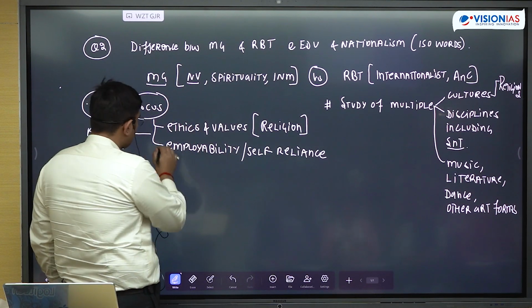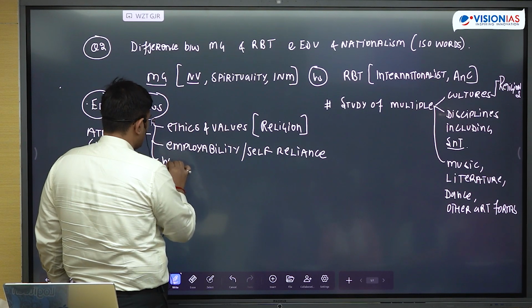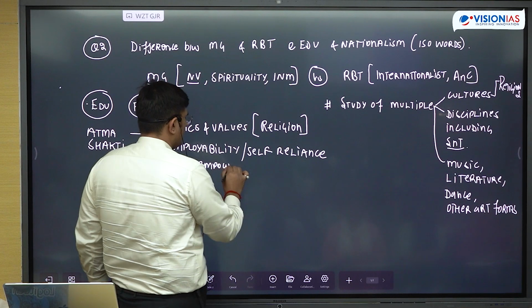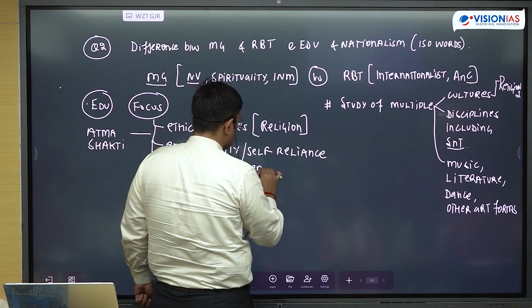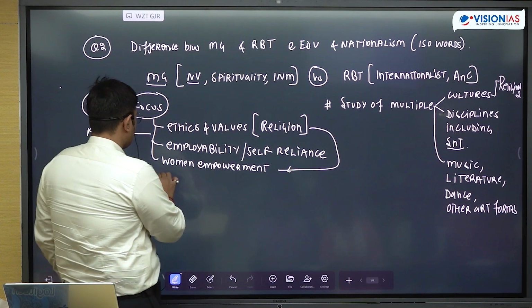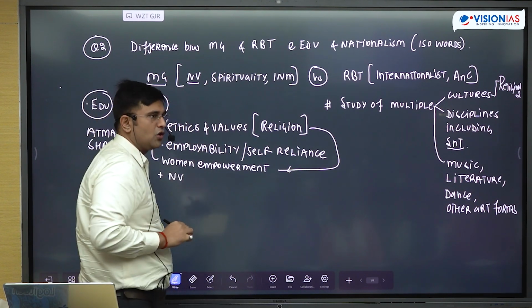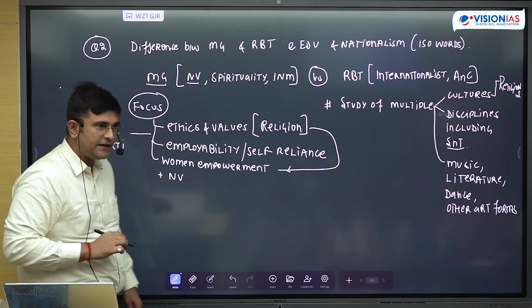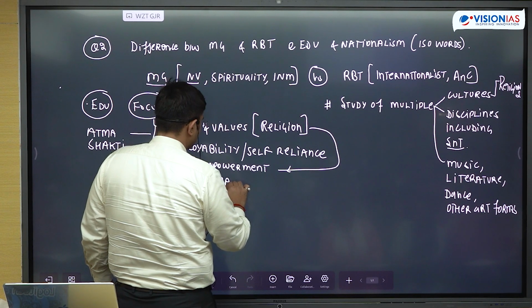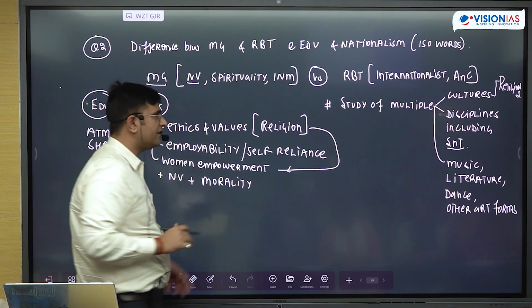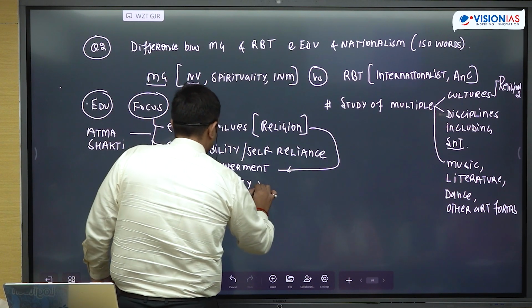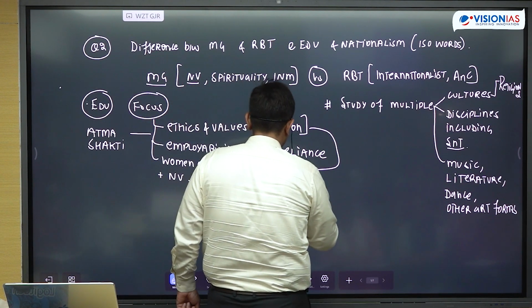As part of ethics and values, for example, Mahatma Gandhi always focused on gender justice or women empowerment. Right? So as part of the values, you can add women empowerment. As part of the values, you can add non-violence. Right? As part of values, you can add a word called morality. Right? So therefore, this becomes the purpose of Mahatma Gandhi. Okay? Education as part of values, for example, social unity.